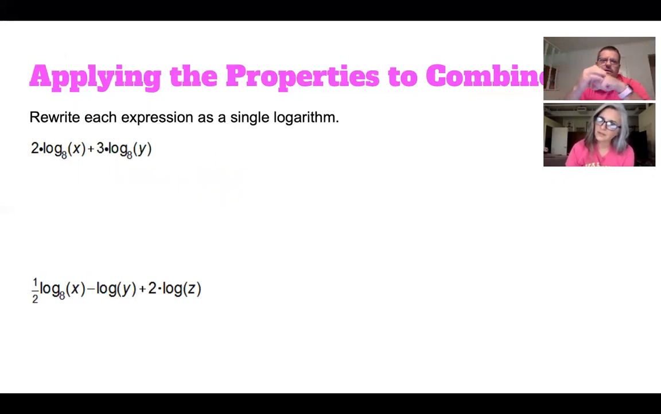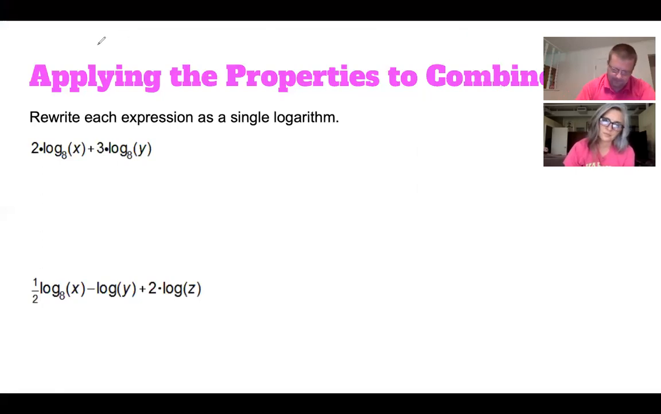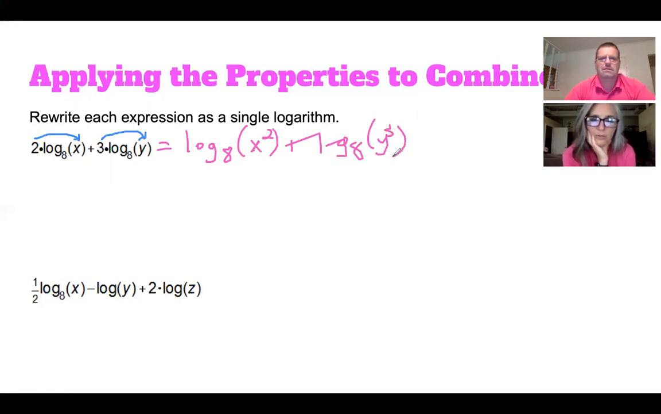So I've got a 2 and a 3. Those got to go inside as exponents. So I would then write this as log 8 of x squared. So he's taking these coefficients on these logs and he's pulling them in as exponents. So that's log base 8 of x squared plus log base 8 of y cubed.